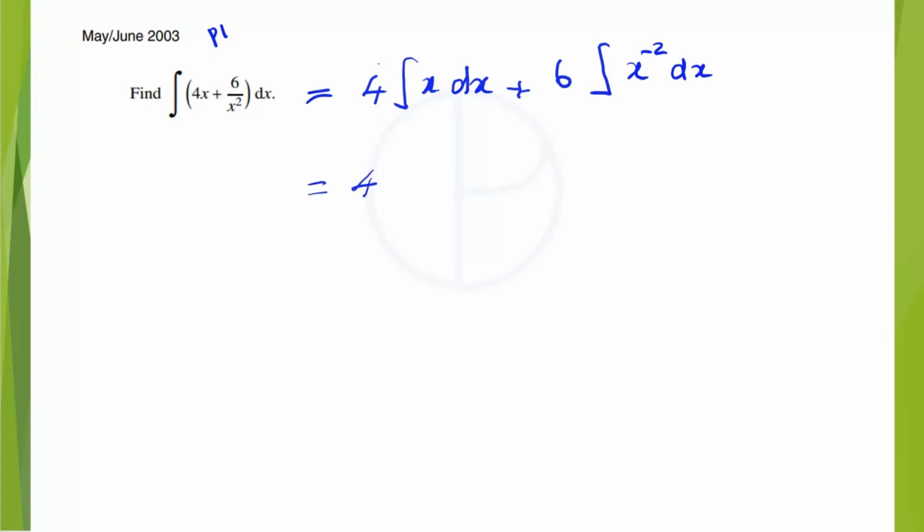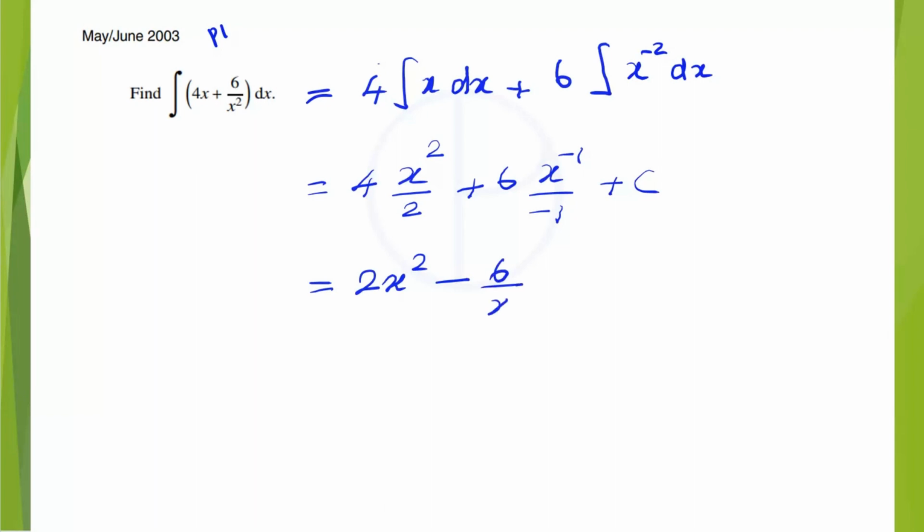So 4, increase the power of x by 1, so x squared divided by 2, plus 6 x^(-1) divided by -1, plus c. This is equal to 2x squared minus 6 divided by x plus c.